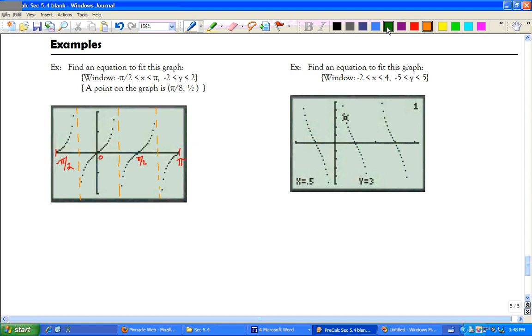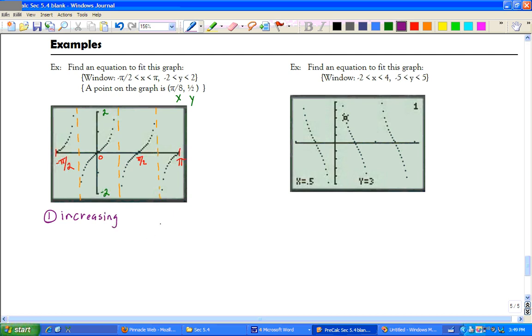Let's also look at the scale on our y. It goes from negative 2 to 2, so here's negative 2, and here's positive 2. And then they give us a point, so this is our x and our y, or if you're using t and y, t would be pi over 8, and y would be 1/2. Okay, so the first thing we're going to do is look at what's happening with our graph. First of all, we see it's increasing.